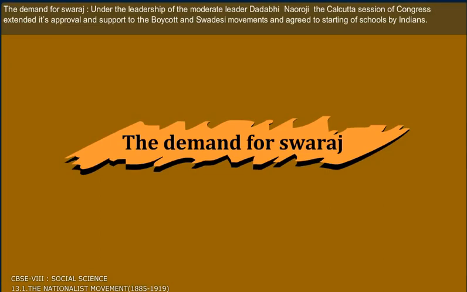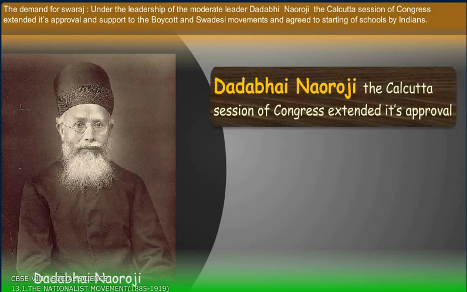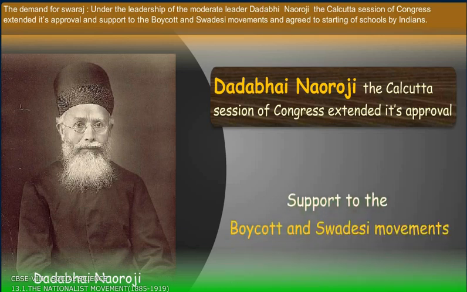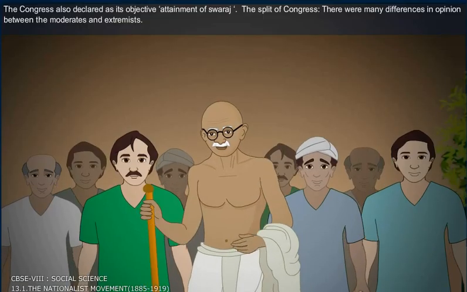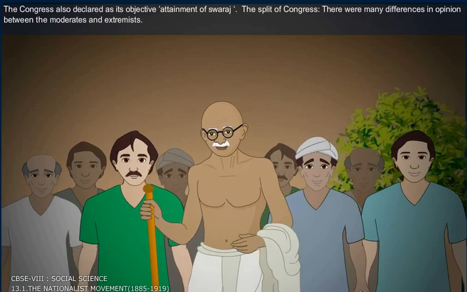The demand for Swaraj. Under the leadership of the moderate leader Dadabhai Nauroji, the Calcutta session of Congress extended its approval and support to the boycott and Swadeshi movements and agreed to the starting of schools by Indians. The Congress also declared as its objective the attainment of Swaraj.